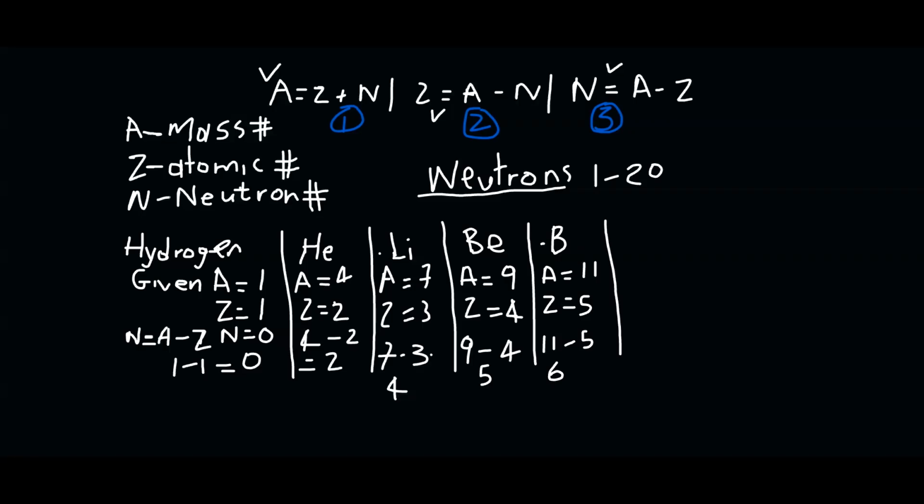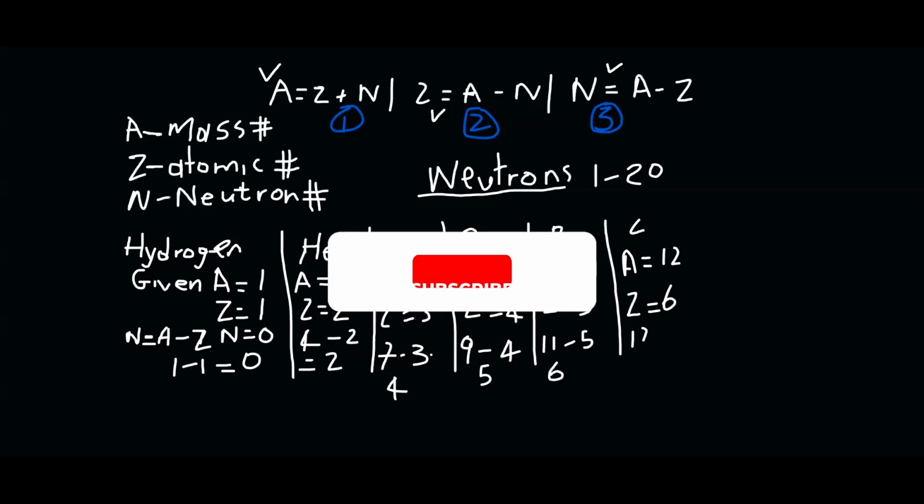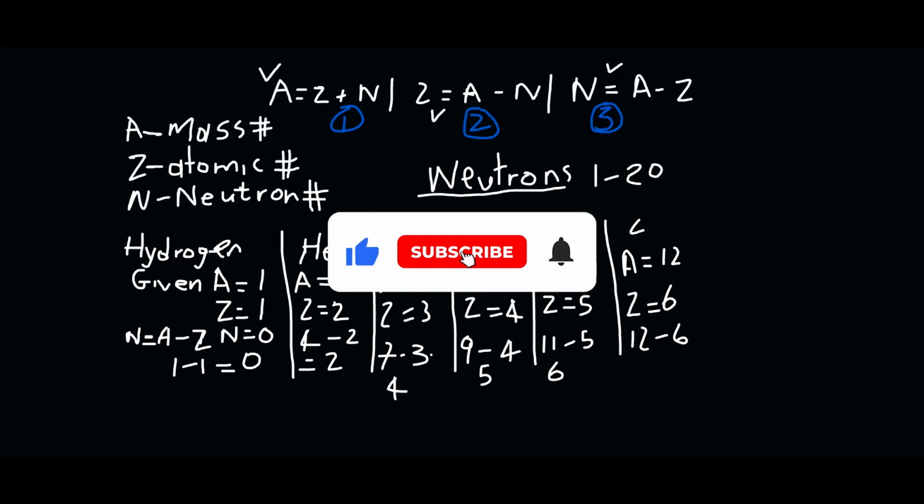And then after boron, what's the 6th one now? Carbon. Mass number is 12. Carbon is a very common one, right? Atomic number is 6. So that therefore means it would be 12 minus 6, which would give us 6. Good. Let's move on to the 7th one now.